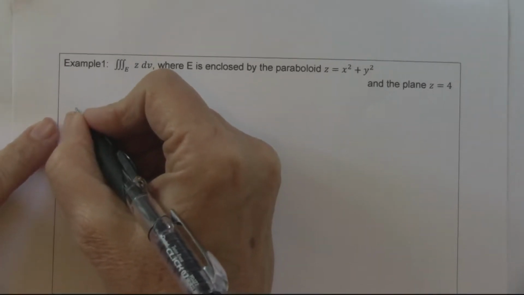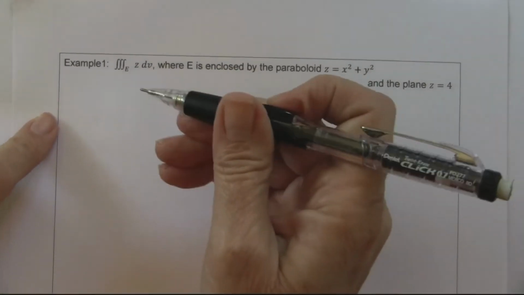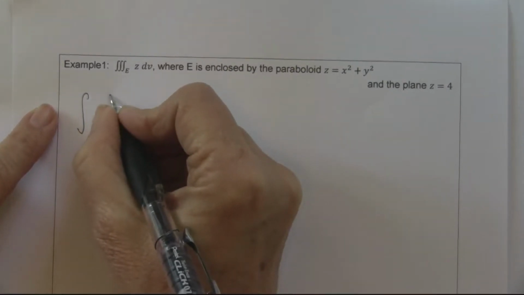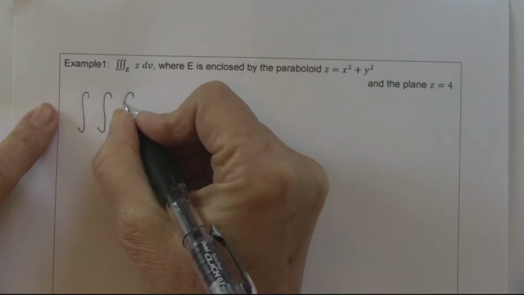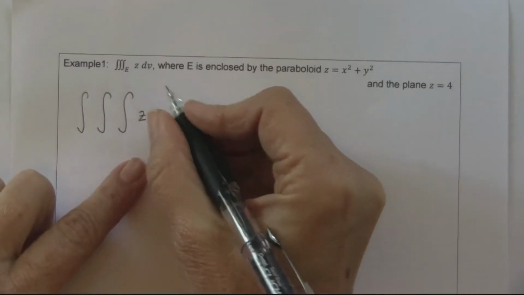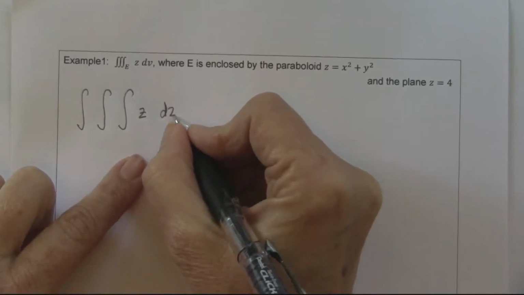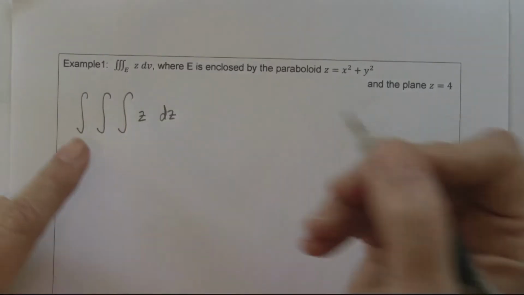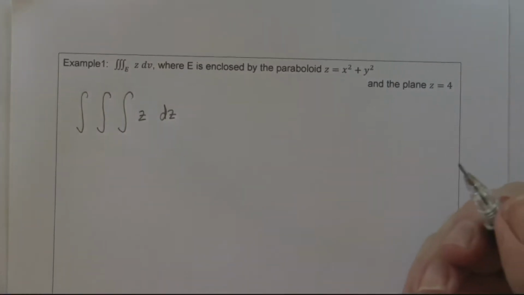So I already know that whatever this mega volume thing is that we're finding here, the triple integral of z, and then instead of dV, I'm going to put dz first. And I haven't decided which one will go first. And so I want you guys to help me decide which one will go first.